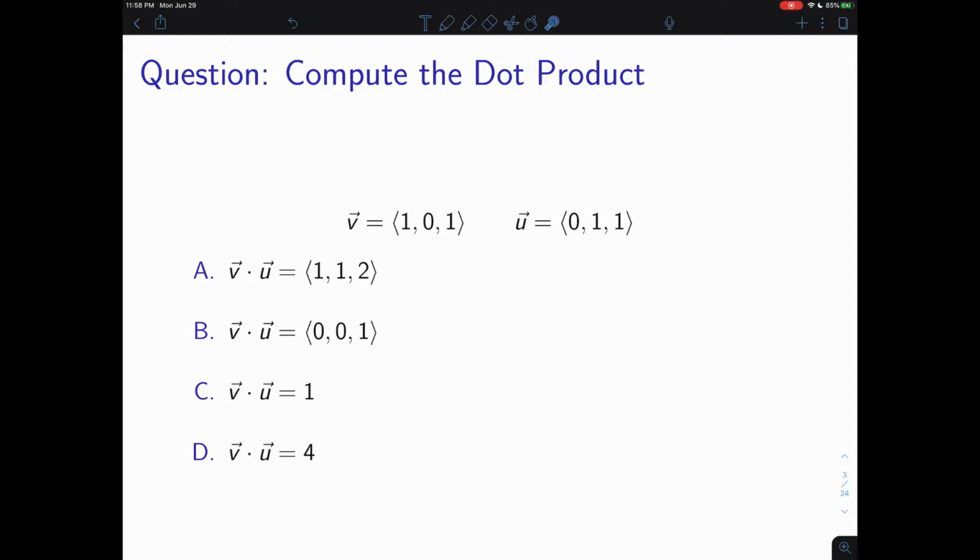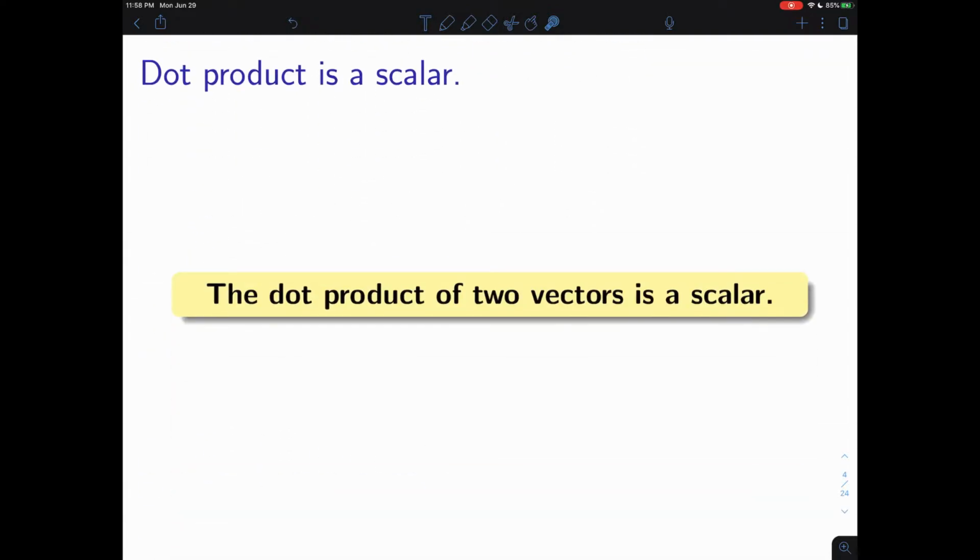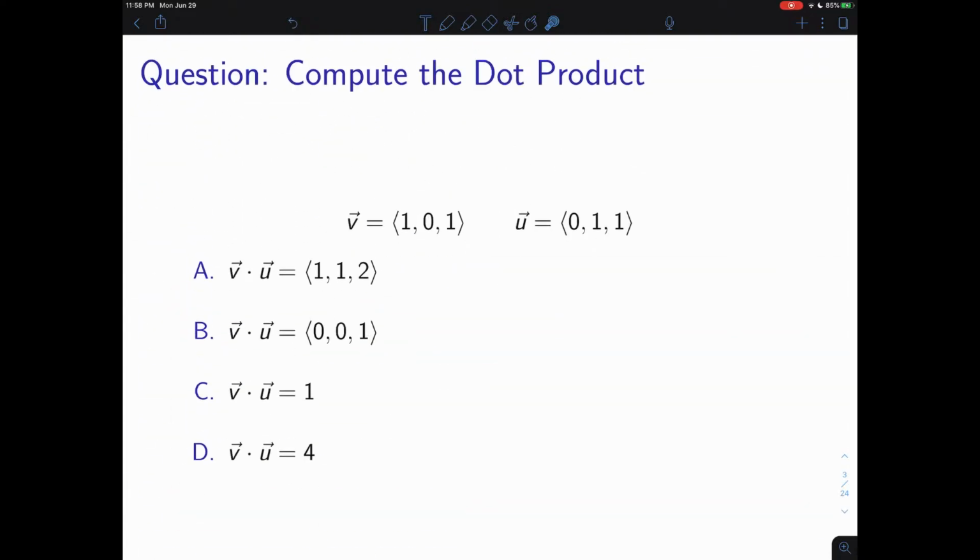All right, here's a question for you to try. V is 1, 0, 1 and U is 0, 1, 1. Can you compute the dot product? If you want to pause the video and take a moment to think about it. All right, the answer is 1. The answer is 1.